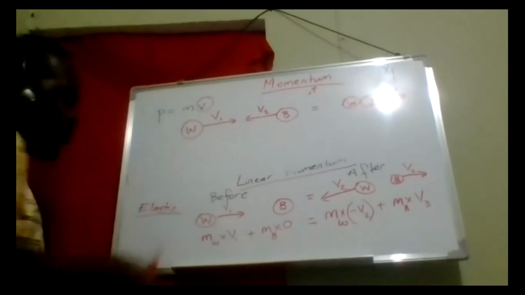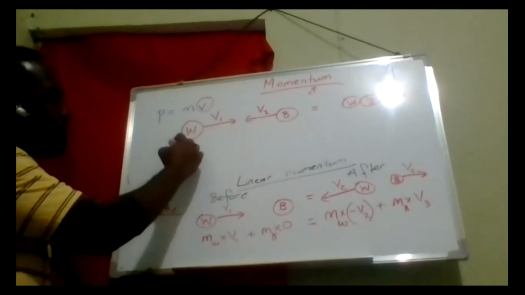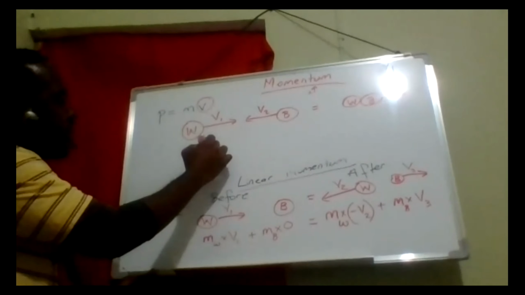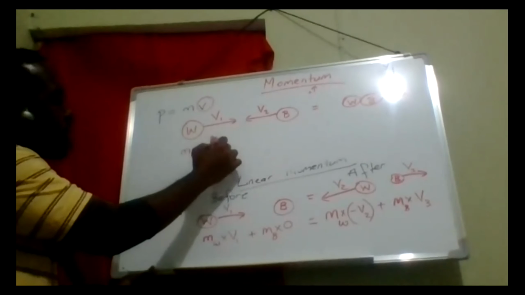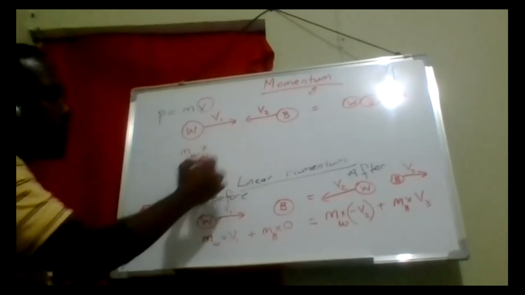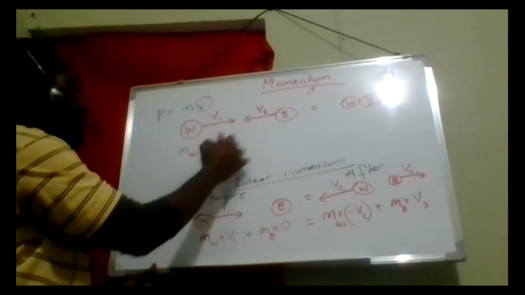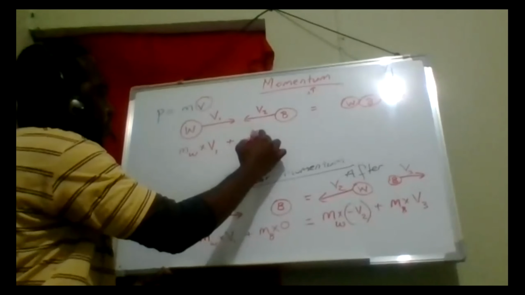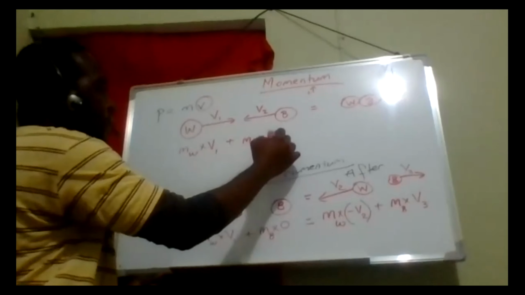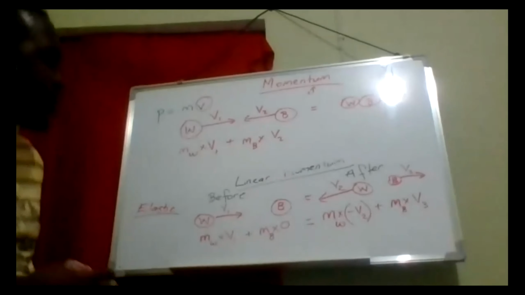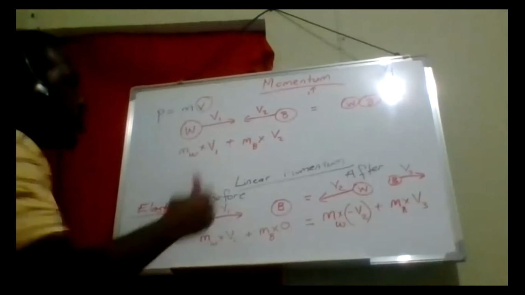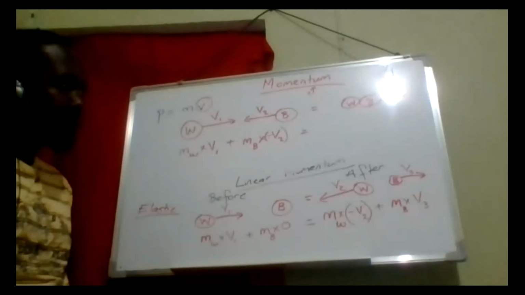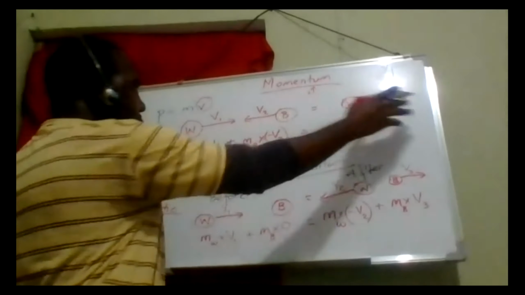So before, for the white ball, MW times V1, so that's your momentum of the white ball, plus MB times V2. There's something missing from that? The negative, negative V2, right? The negative V2 equals what we have for after now.